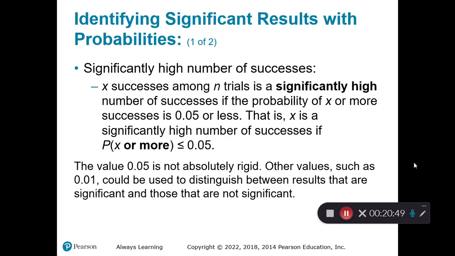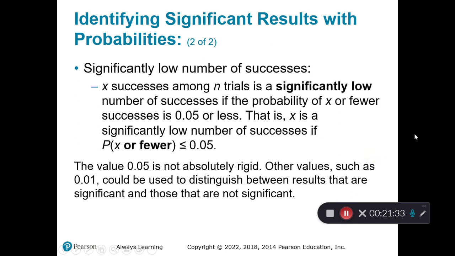We can also talk about significant results when it comes to probabilities. If we want to find what constitutes a significantly high value for X, we need to find the probability of having a value equal to that number or higher. And if that sum is less than 0.05, then we say that that is significantly high. This is not a rigid cutoff score. However, it is one of the most commonly used thresholds. Another commonly used threshold is 0.01 if we need to be even more sure.